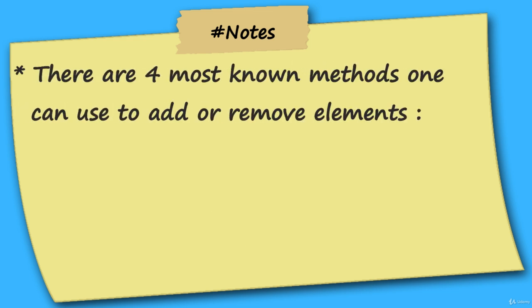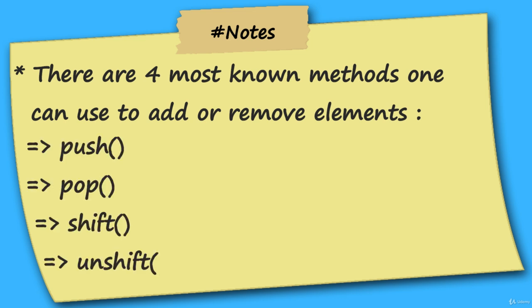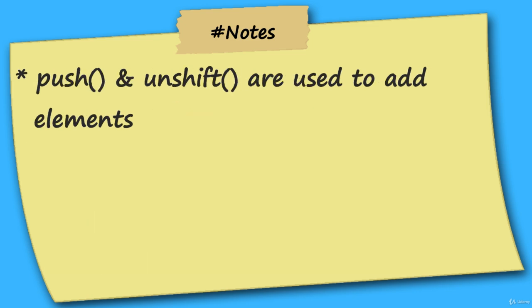There are 4 most known methods one can use to add or remove elements. The methods are push, pop, shift and unshift. Though splice can also be used, at the moment we will see these 4 methods and then we will move to other method options. Push and unshift are used to add elements.